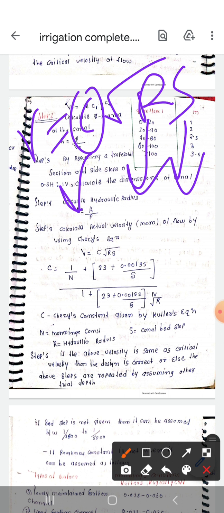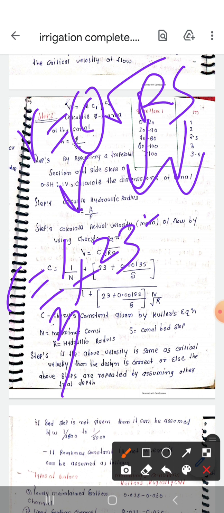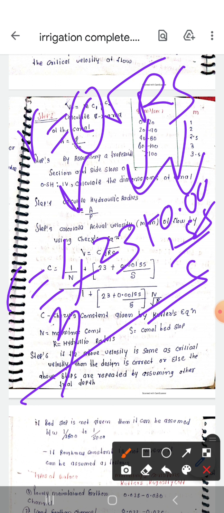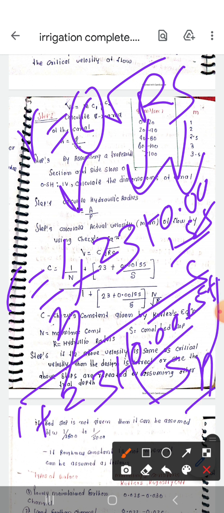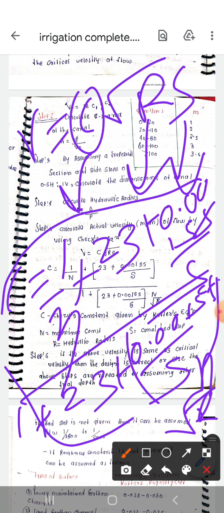So here, for calculating this C, we have to use the Kutter's equation. And Kutter's equation can be given as C equals (1 upon n plus 23 plus 0.00155 upon S) divided by (1 plus (23 plus 0.00155 divided by S) into n upon under root R). So using this formula, Chezy's constant can be found, and this formula is known as Kutter's formula, where n is the Manning's constant. This is Kutter's formula.